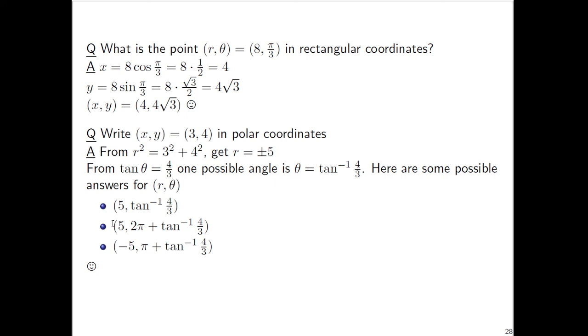In polar coordinates, the point that we saw earlier in rectangular coordinates, 3, 4, could be written as 5, arctangent of 4/3. It could be written as 5, 2 pi plus arctangent of 4/3. It could be written as, don't travel the full circle, but travel a half circle with a pi here. But then you'll have to go in the negative direction. So -5 for r, comma, pi plus arctangent of 4/3.